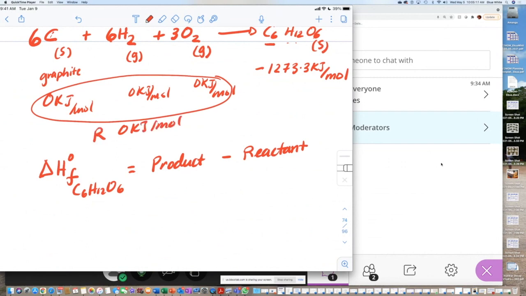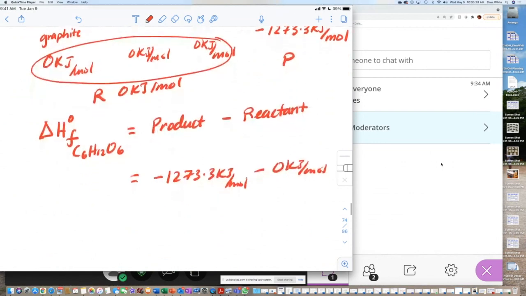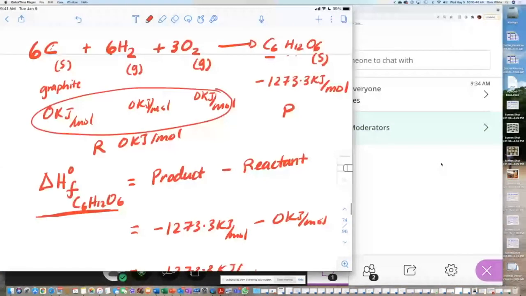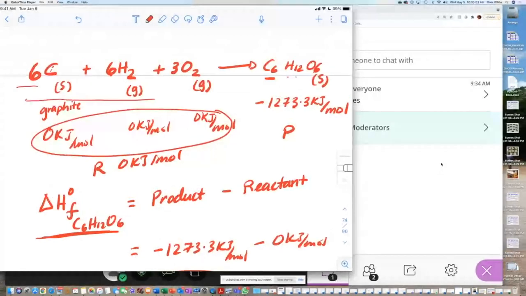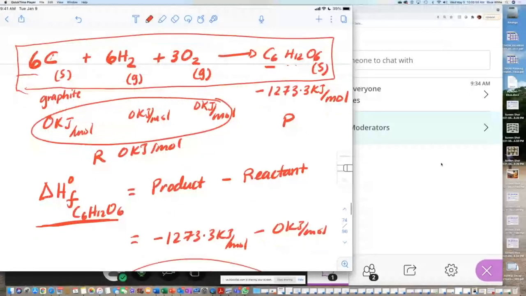So add this to get 0 kilojoules per mole total, right? That's okay. This is our reactant. This is our product. So our product here is negative 1273.3 kilojoules per mole, and our reactant is going to be 0 kilojoules per mole. So ultimately, we're saying in order to make glucose, 1273.3 kilojoules is released for every mole that's made, okay? And so we got this. Once again, the objective here is to be able to calculate the enthalpy of formation. The other objective is to be able to write the formation equation here, okay?